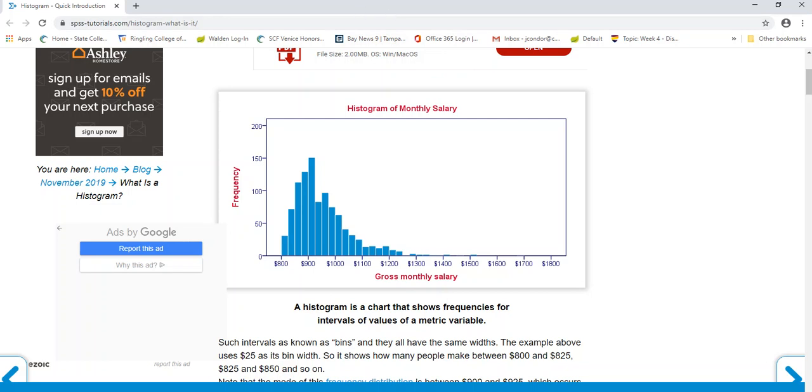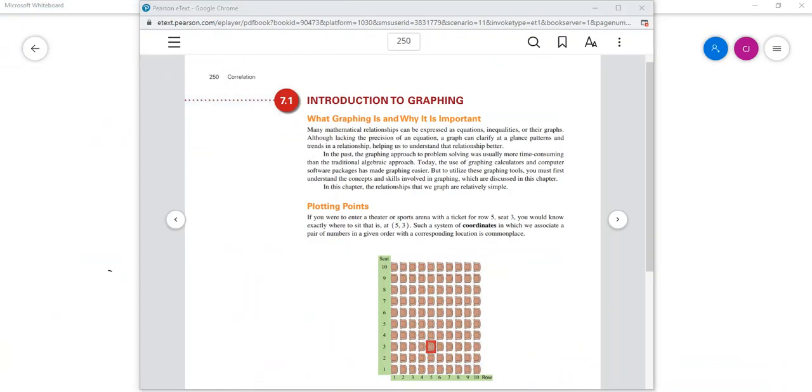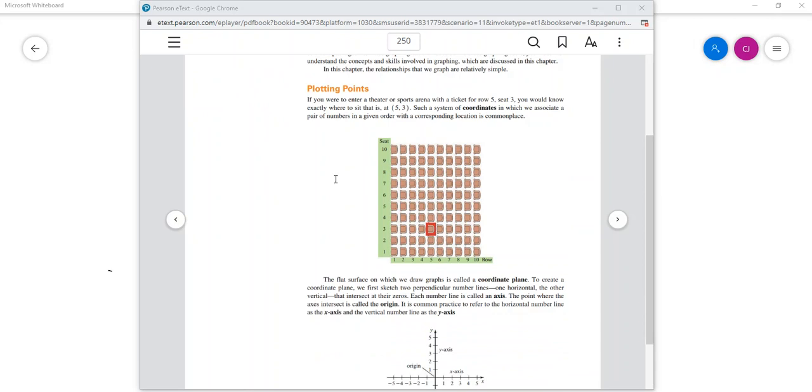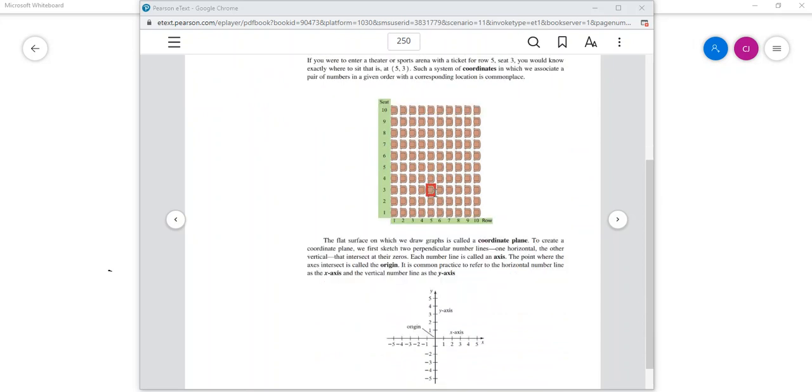So let's go ahead and take this off of here. For example, in this first page, they say, let's look at rows and seats. If you were going to go to a theater or something, and you had to look and see where your seat was, you would need two different numbers. You would need the row number that you're sitting in, and then you would need the seat number. The rows all have different seat numbers, ranging from 1 through 10.